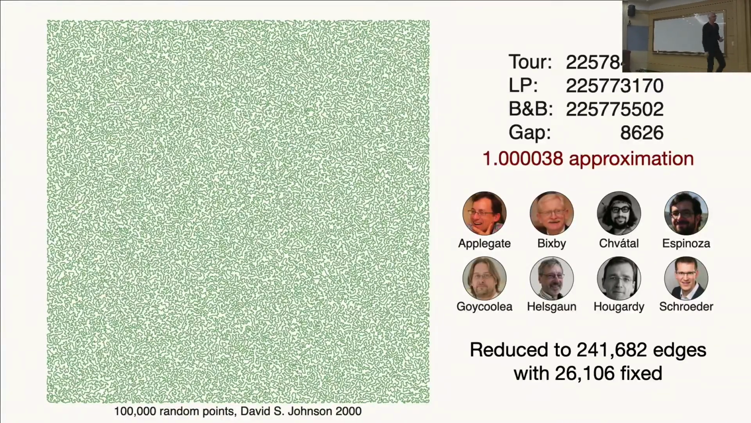This was a problem made by David Johnson, just not a nasty problem, just random points. We can't solve it. I can't make this planar, but I did reduce it down to a graph that has degree 5, so a sparse graph. Maybe more importantly, 26,000 of the edges have been proven to be in the optimal tour. So you have some information. But again, we can't solve it.